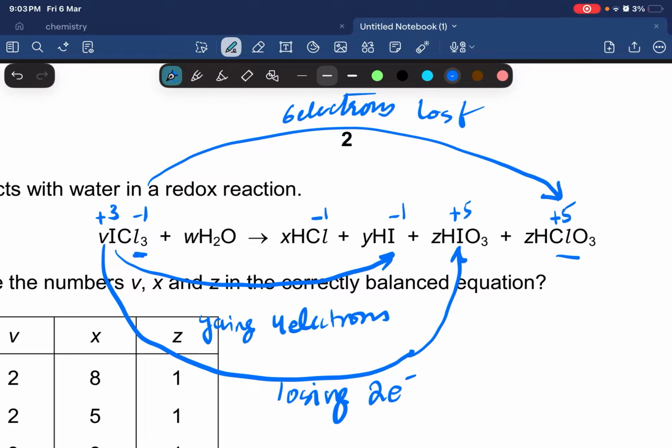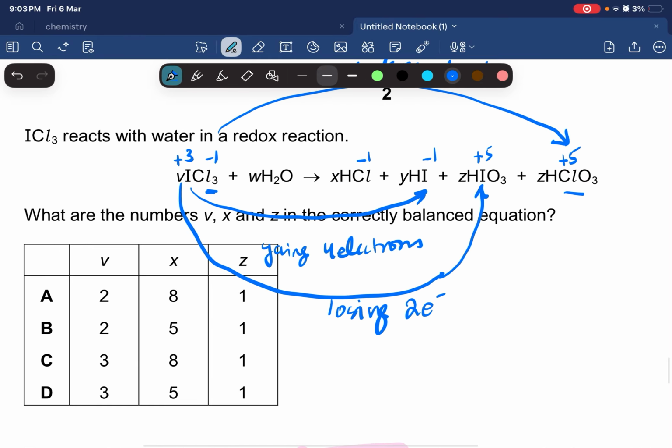Okay, first things first, we've got to make the gain and loss of electrons equal. How do we make the gain and loss equal? Nobody's answering at all. What are you going to do? Okay, just think about it for 2 seconds and you're going to get it. What are we going to do to make the gain and loss equal?